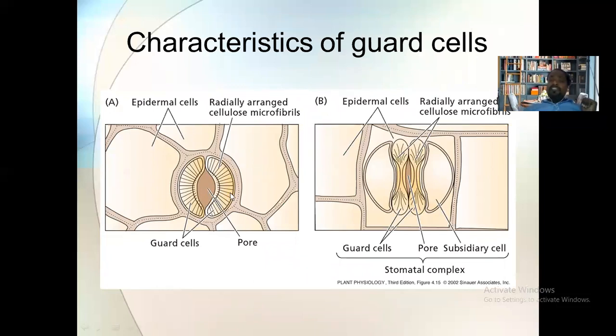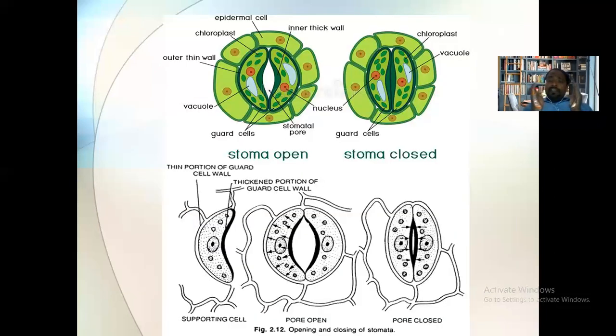And these microfibrils also work for the opening and the closing of the stomata. So these two structures are very important as far as the opening and the closing of the stomata is concerned. Getting it? So when the stomata opens, at that time, the water from the intercellular spaces will come out of the leaf and it will enter into the atmosphere.